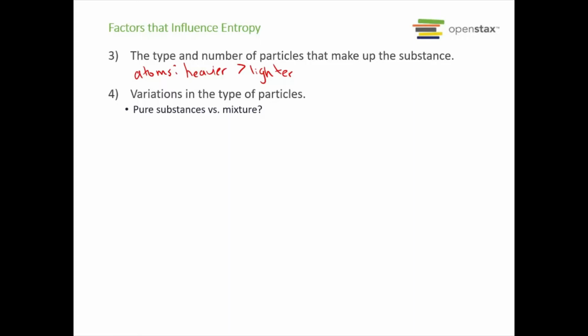And the types of particles. Is it a pure substance or a mixture? This also is going to affect the entropy of a system. So if you have a pure substance, all your particles are identical. So it's going to have a lower entropy compared to a mixture where you have more particle types. So more particle types mean you could have more interactions, more orientations, more chaos.